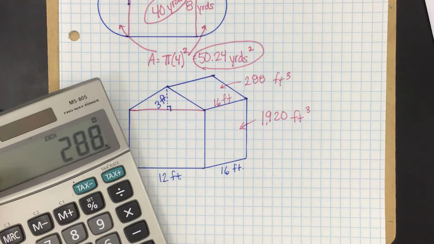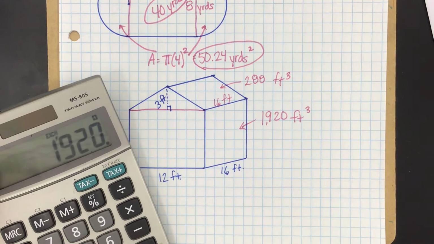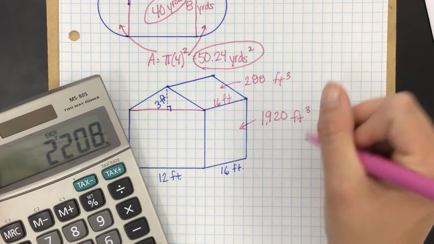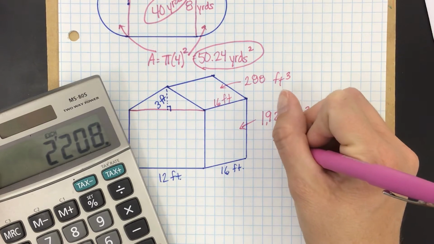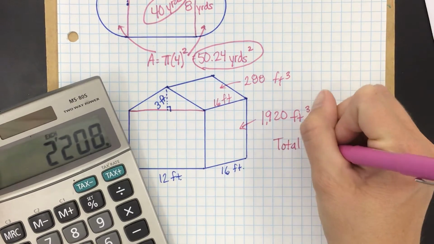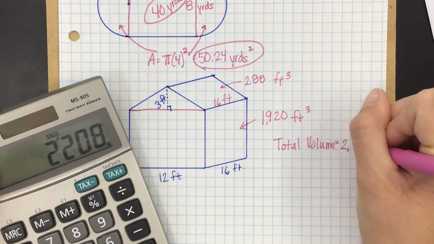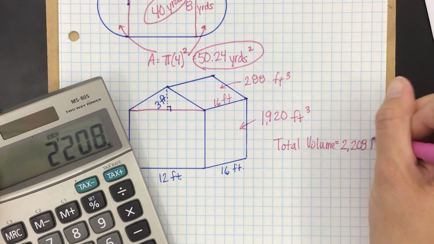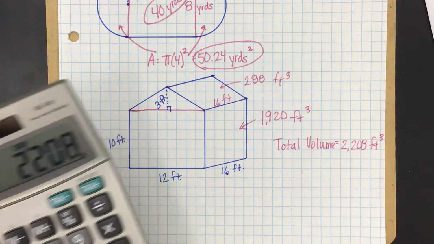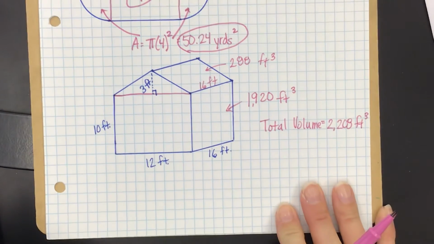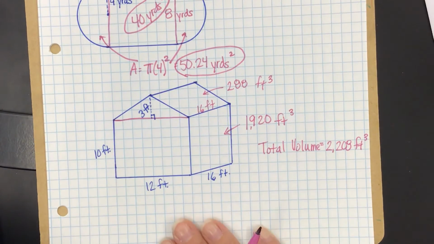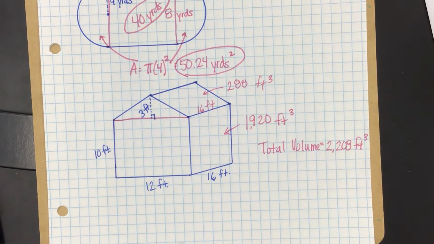Then I'm just gonna add those two volumes up. And I get that the total volume is 2,208 feet cubed. Okay, so that's a great complex volume one.